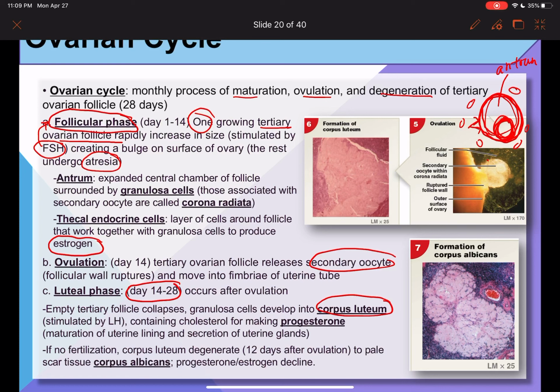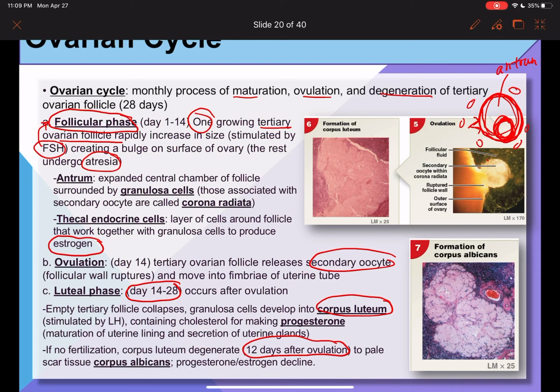Okay, so that is why the corpus luteum is very critical for maintaining the lining of the endometrium for the embryo to implant and stay implanted instead of being shed away with menstrual fluid. Now, if there's no fertilization, however, the corpus luteum will degenerate about 12 days after ovulation.